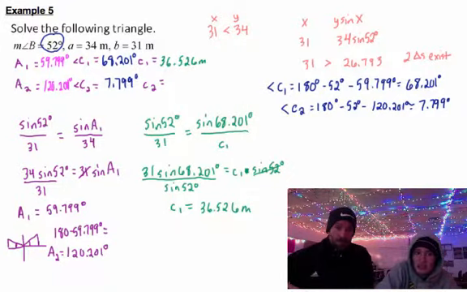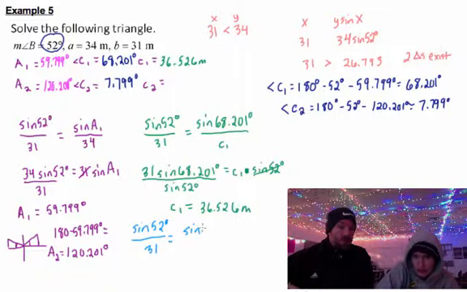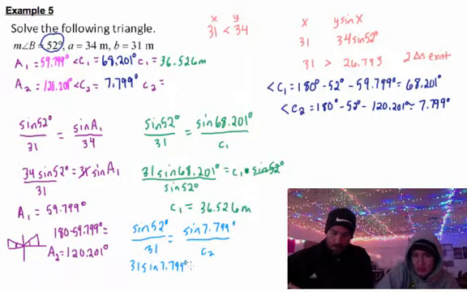And then we do law of sines again. One more time. Once or twice is never enough. Same starting ratio here. Always use what you know for a fact without any rounding errors. And then sine of C2, the angle C2, 7.799, divided by C2. Cross multiply, so that should be 31 sine 7.799 equals C2 sine 52. So divide by sine 52 on each side.